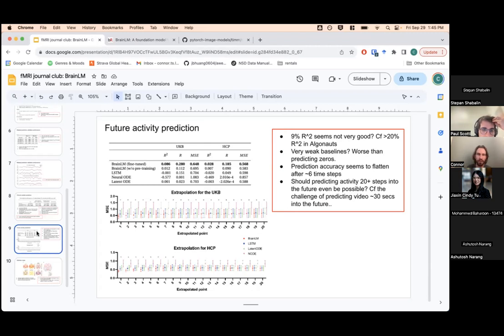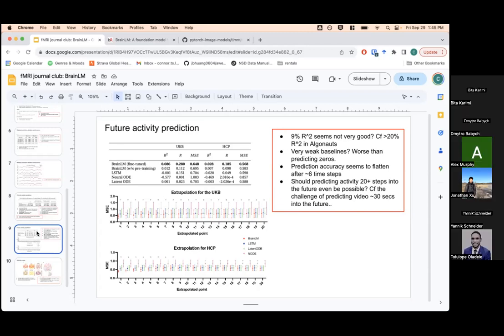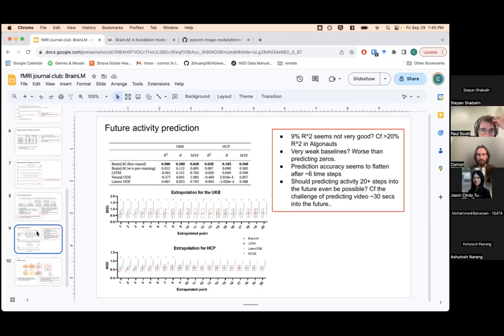And then the BrainLM without any pre-training, but fine-tuned for future prediction in the same way. Then they have 3 baselines, predicting future brain activity with LSTM, a neural ODE, and a latent ODE. I'm not super familiar with these ODE models, but it's something for trying to capture a dynamical system in a neural network, I guess. Maybe if anyone is more familiar, they could weigh in on what exactly those do.